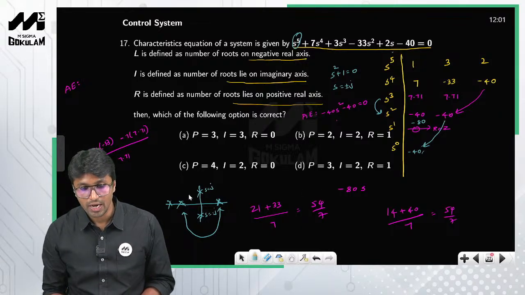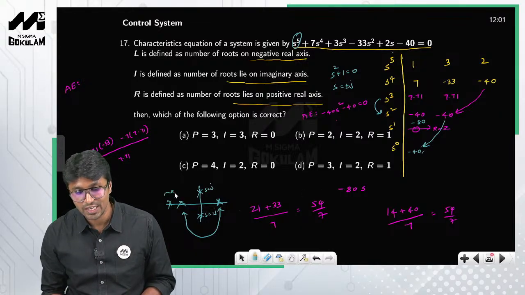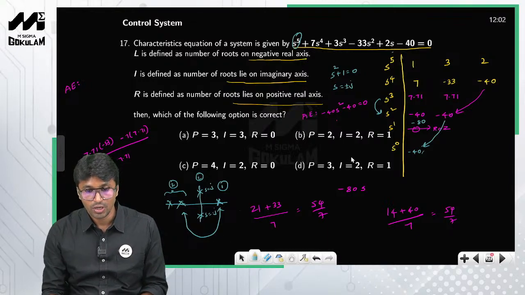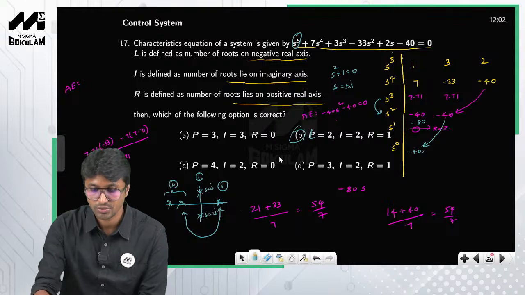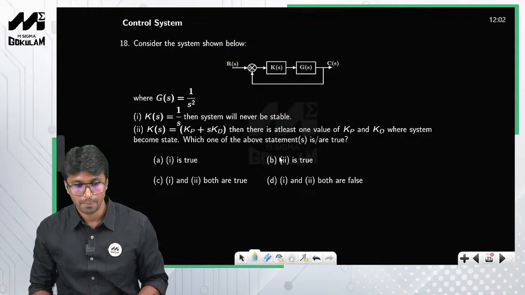So I can conclude that the number of poles in the left half of the S plane is equal to 2, the number of poles on the imaginary axis is equal to 2, and the number of poles in the right half of the S plane is equal to 1. So L is equal to 2, on the negative real axis, I is equal to 2 and R is equal to 1. So therefore option B is correct. So this is how you solve this particular problem.